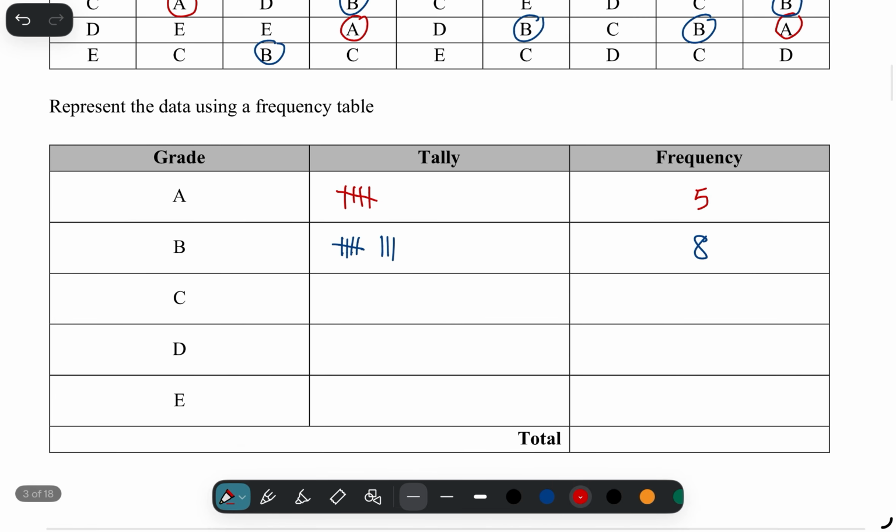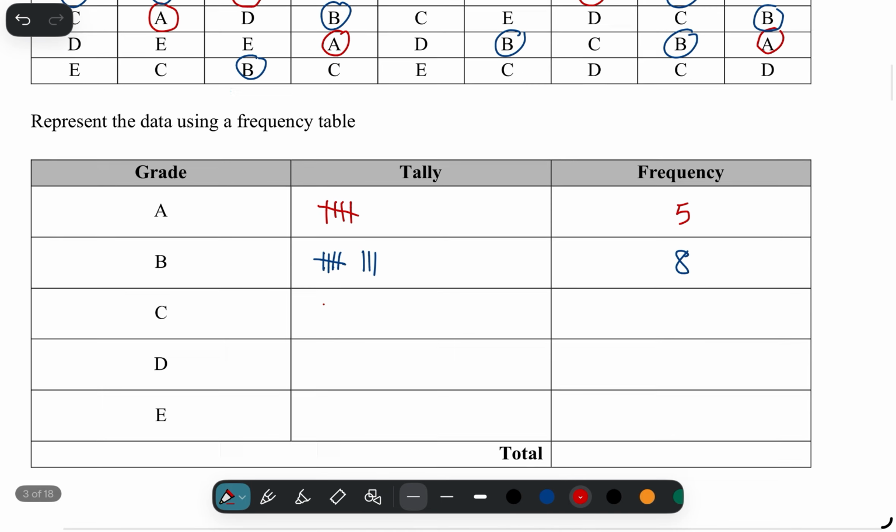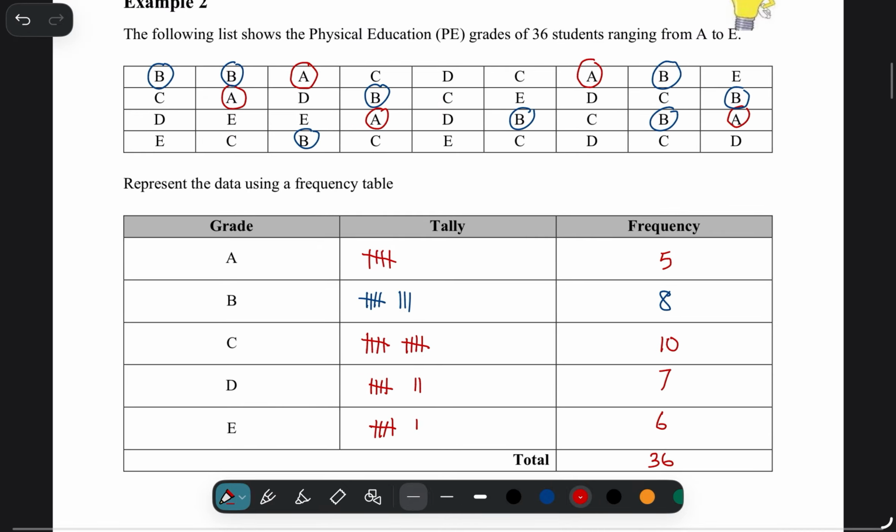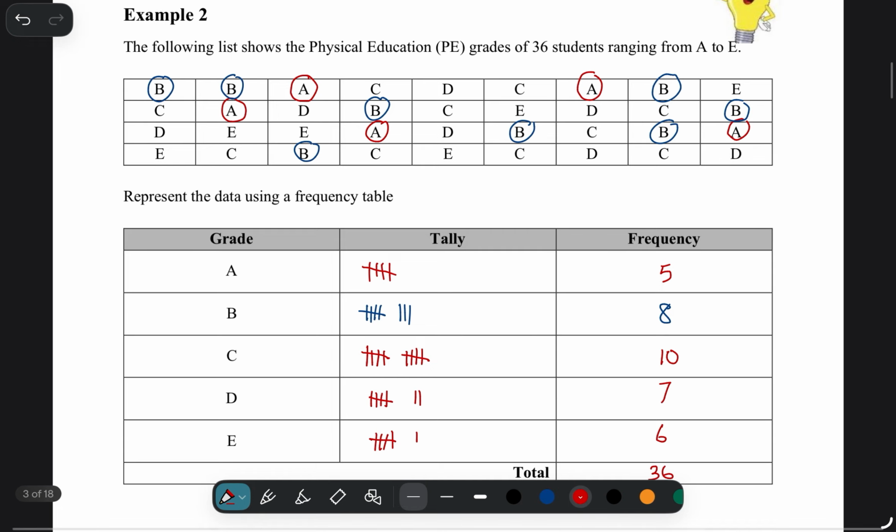Okay, so now I'll just finish up this part, so you should have counted correctly. I'm going to quickly run through the answer. The answer should be 5, 8, 10, 7, 6. Your total should add up to 36. Please cross check whether the answer is correct or wrong for this frequency table.